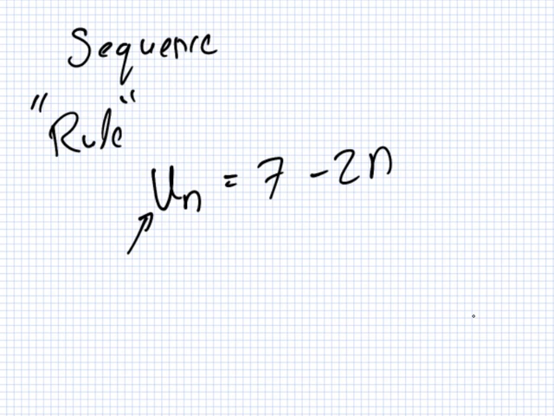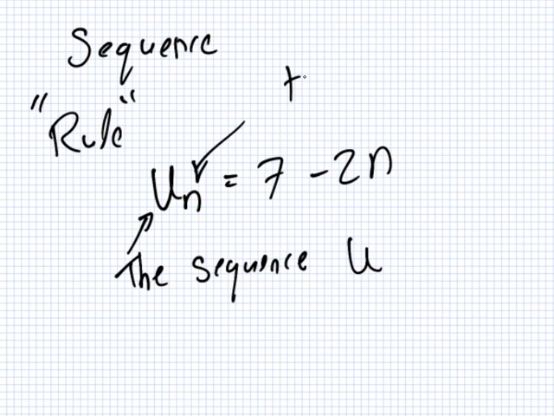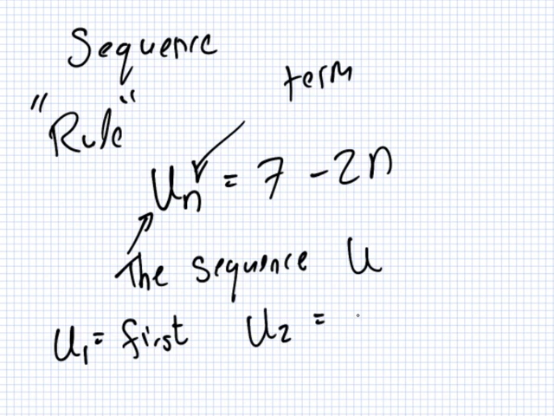Okay, so as I was saying here, if you want to write a rule for a sequence, for example, you can write it like this. This letter represents the name of the sequence. So we can call this the sequence U, for example. And the n represents what you call the term. So for example, U1 is the first term, U2 is the second term, and so on.